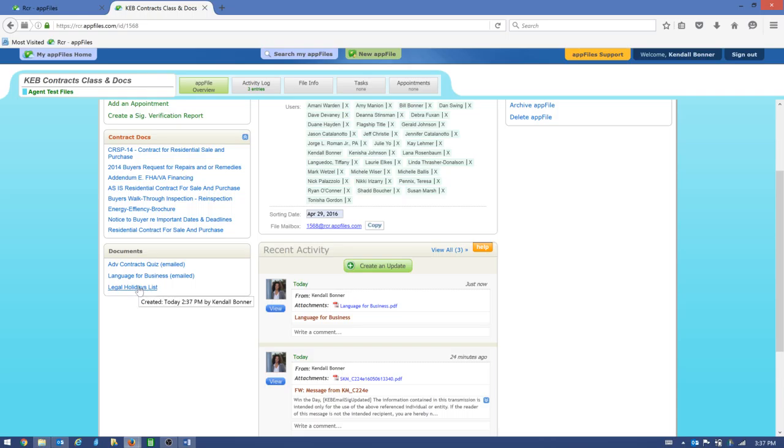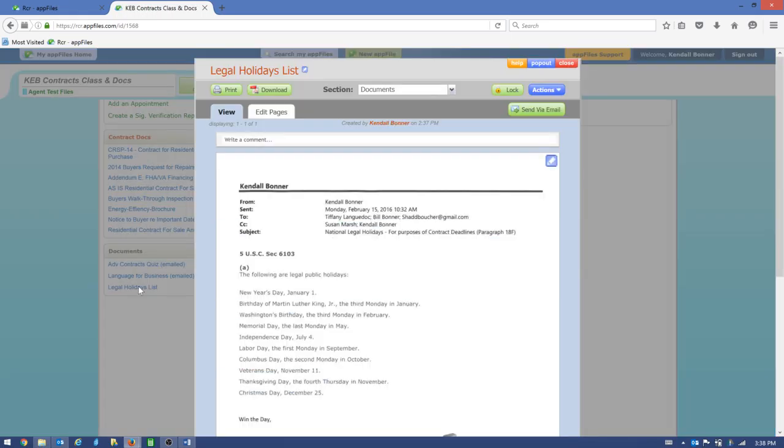Now, it's important. I talked to you about timing and calculating days. One of the things I want to make sure you know is that the FAR BAR contracts, the FAR BAR As-Is and the FAR BAR 4, work on calendar days, and the CRSP or CRSP 14 is a business day contract. Now, what happens when the contract deadline falls on a legal holiday? Well, that's in your contract. It tells you what happens, but how do we calculate legal holidays? Well, I went and looked it up.